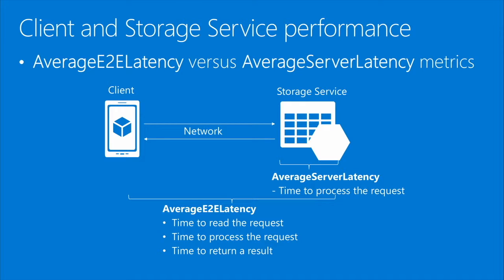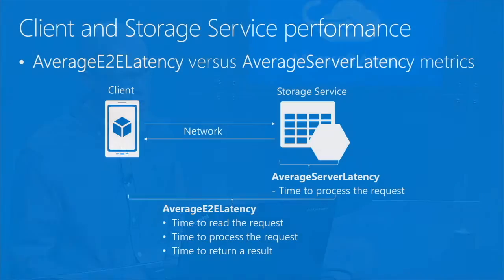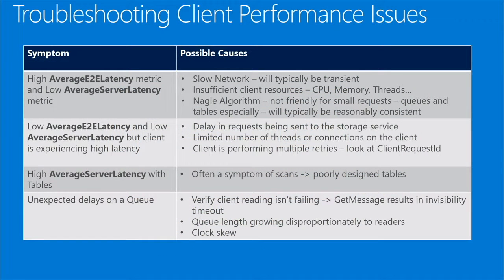Then there's average end-to-end latency. This includes not just the time that storage is actually running your request, but it also includes the time that storage takes to read your request off of the network and the time it takes for us to send the response back to your client application. So you can see, obviously, the average end-to-end latency includes time spent in the client application, time spent on the network, and storage.